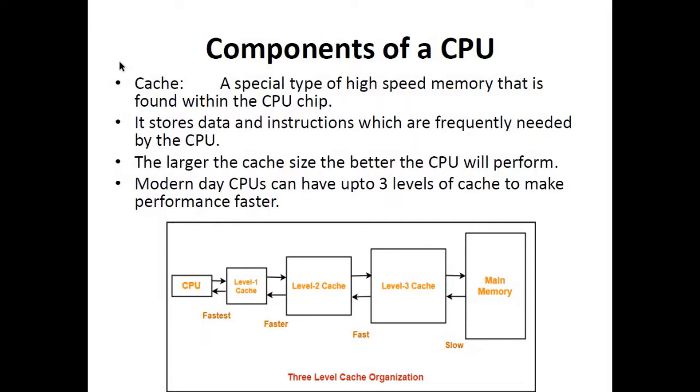The next component of the CPU is the cache, however you want to pronounce it. It is a special type of high-speed memory that is found within the CPU chip. It stores data and instructions which are frequently needed by the CPU. The larger the cache size, the better the CPU will perform. Modern day CPUs have up to 3 levels of cache to make performance faster. By modern day CPUs, it means the cored computers, Core i5, i3, i7, i9, and so on. The level 1 cache is fastest, level 2 is faster, level 3 is fast. Just remember that even the level 3 cache is faster than the RAM.